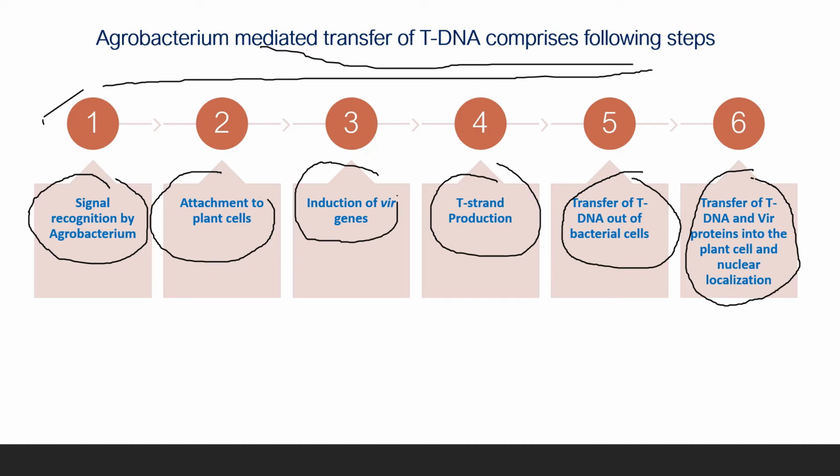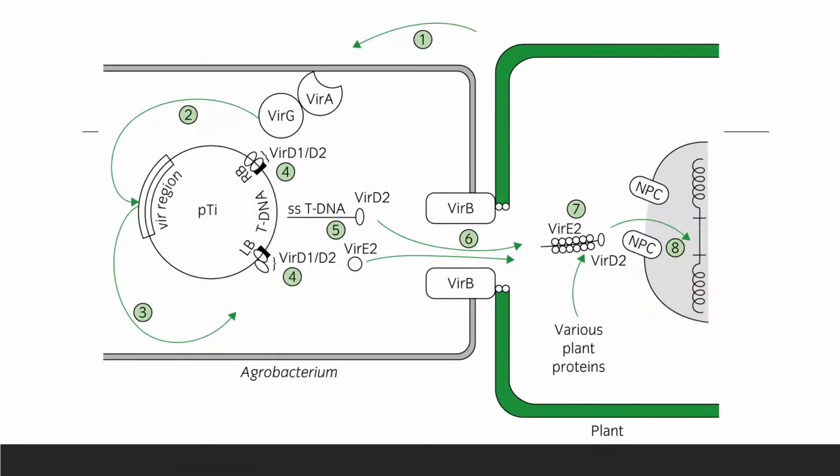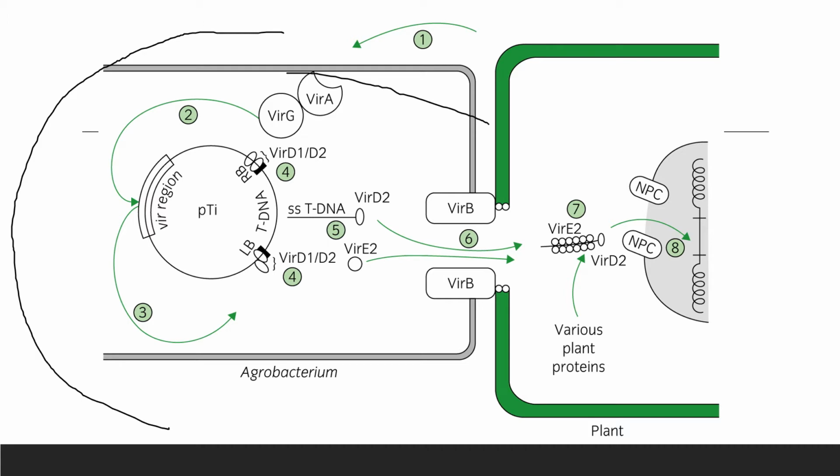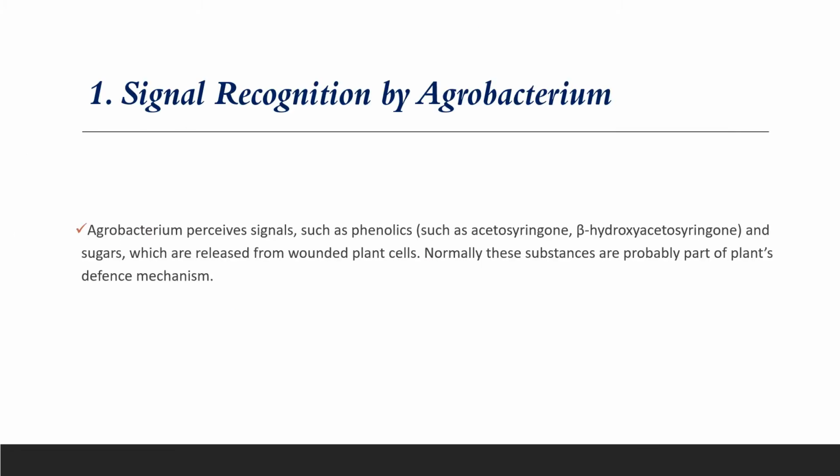So let's get started. This is the overall agrobacterium-mediated gene transfer, as you can see. This is the transfer of tDNA. This is the tDNA from the Ti plasmid, which gets transferred from the agrobacterium to the plant. From the agrobacterium it goes and settles down into the plant genome. Alright, so moving on.